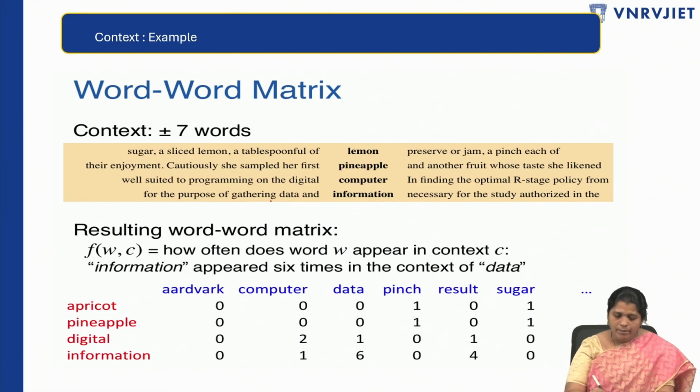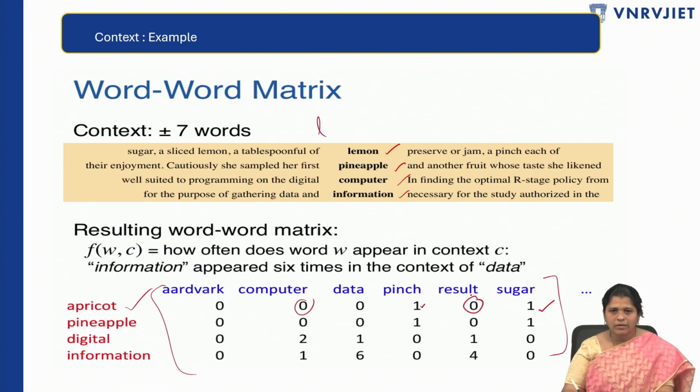And also we have some examples where I have a list of words like lemon, pineapple, computer, information. In the word-to-word matrix, you could see that the words are mapped based on their co-occurrence. Suppose an apricot is related to sugar content and a pinch of; maybe I cannot map it to computer or map it to the result.